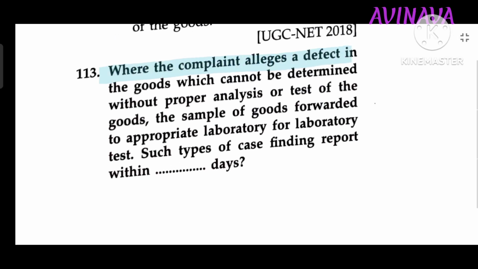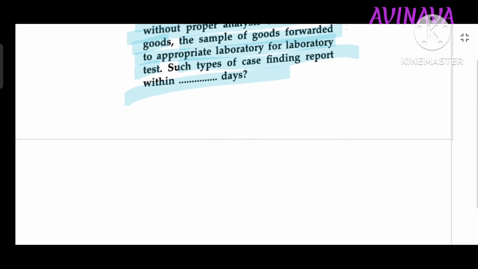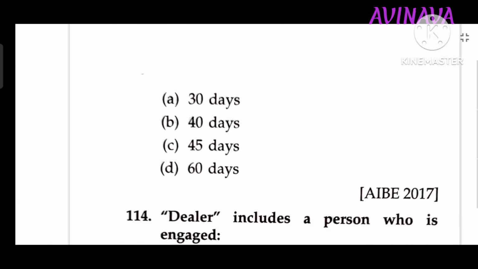Where the complainant alleges a defect in the goods which cannot be determined without proper analysis or test of the goods, the sample of the goods is forwarded to an appropriate laboratory for test. Such type of case, finding report within dash days. 45 days.